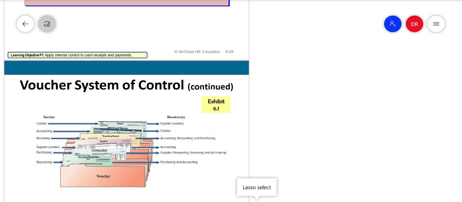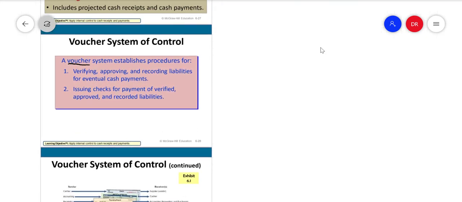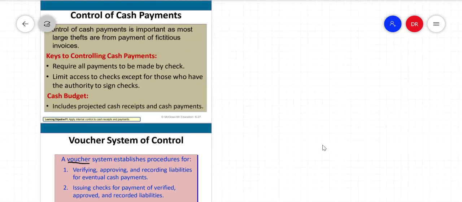But basically the voucher system of control will ensure that purchases made have approval and that payments made are approved. Other kinds of controls that you could have in place if you're looking at cash disbursements include having dual signers on the checks and so forth.